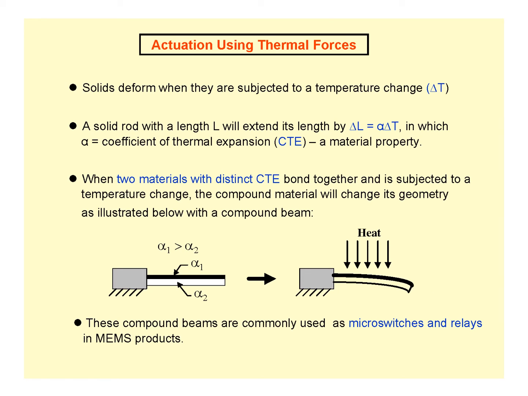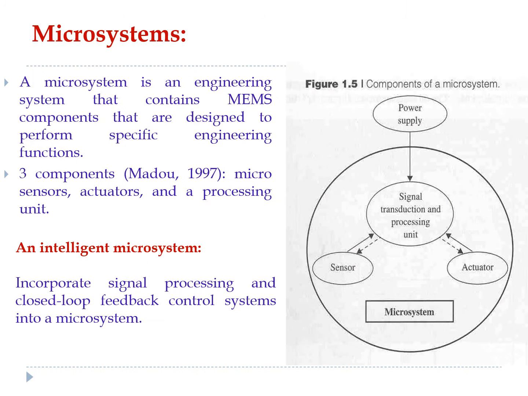This is how the actuation is done in micro actuators. Then what is a microsystem? We have a separate microsensor and separate micro actuators. If you club them together, the microsystem is engineering that combines the MEMS components that are designed to perform a specific engineering function. That is, it will have a sensor part, actuator part, signal transduction and conditioning part, and everything clubbed together. Then the system is called a microsystem.